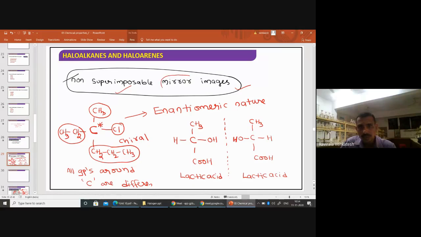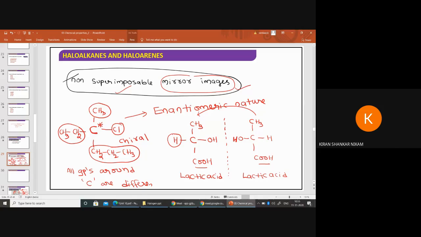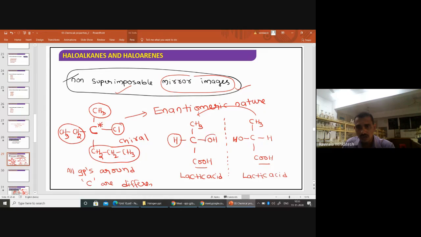Okay. Now are they superimposable? For example, if I put this lactic acid over here like this, the methyl group will be superimposable. COOH will be superimposable. Now what about hydrogen? On hydrogen OH will come, and on OH, H will come. That means it is totally non-superimposable mirror image here. So definitely lactic acid is called an enantiomer.